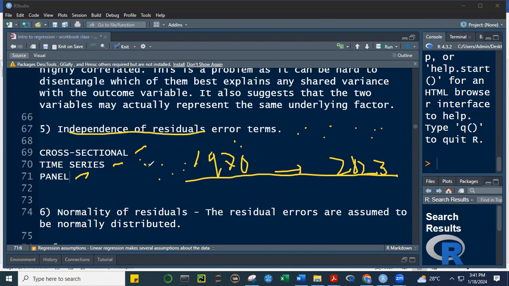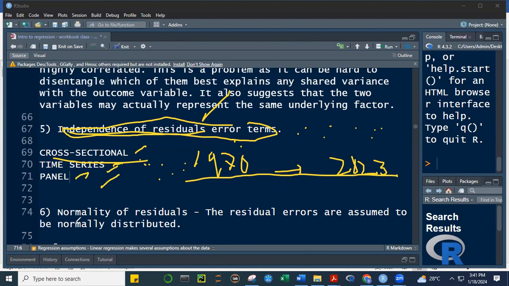Ibig sabihin yung consecutive na residuals natin, kung nagde-depend ba yung previous natin dun sa succeeding. Okay? Since the data can be rearranged, then ito, class, immaterial or irrelevant sa isang cross-sectional data. This will only have a bearing when we go to your time series and panel data.